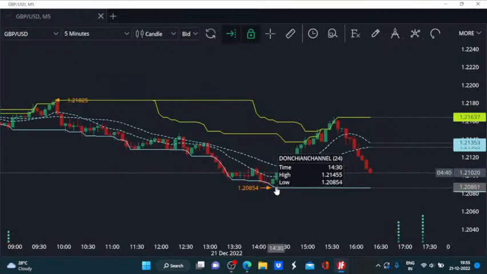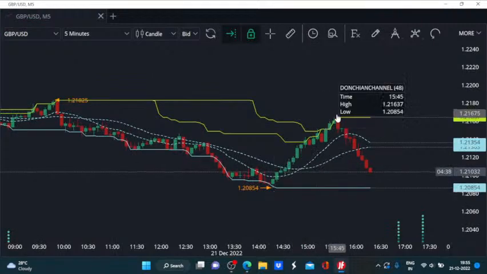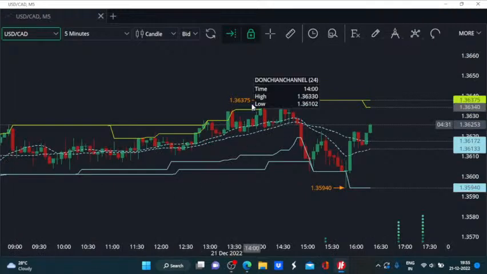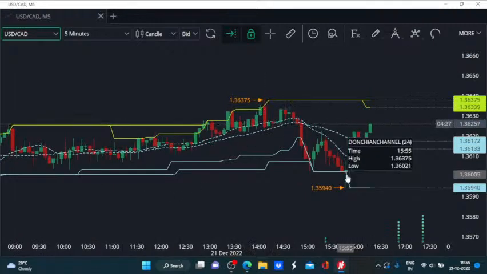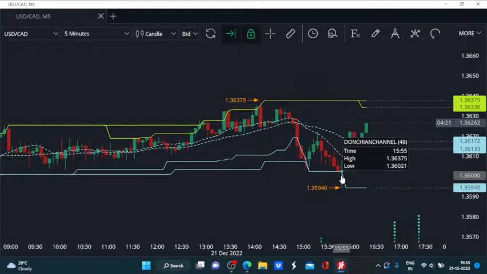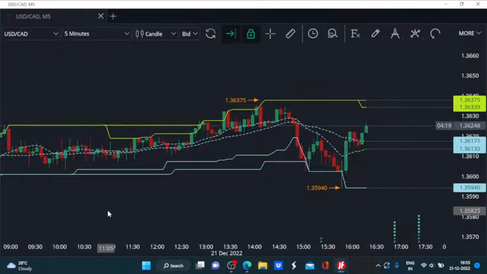And for GBP, the low came in at 14:30 GMT. After that, this high came in at 15:45 GMT. For USDCAD, let's see, this came in at 14:15 GMT, and this low came in at 15:55 GMT. So this is an immediate swing low being formed by the CAD against the dollar.